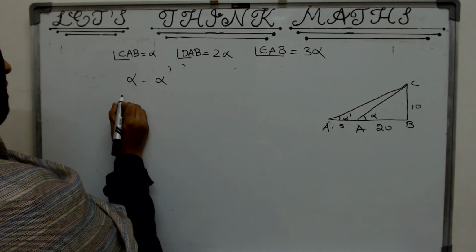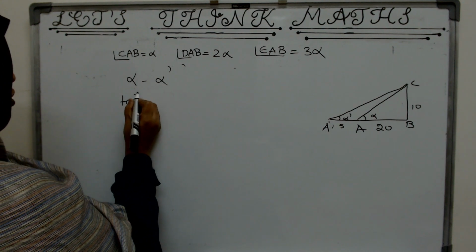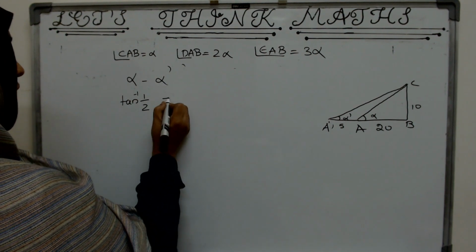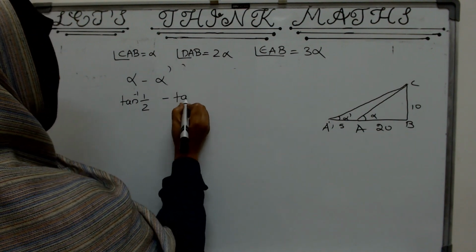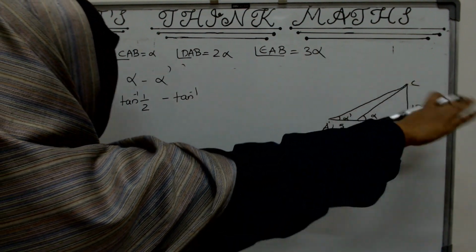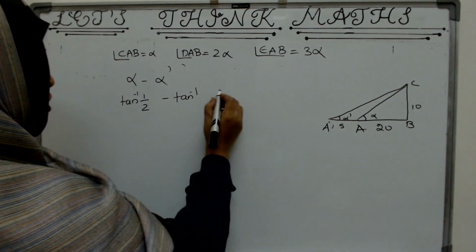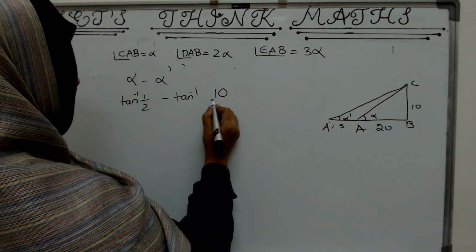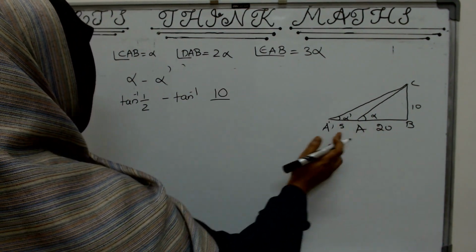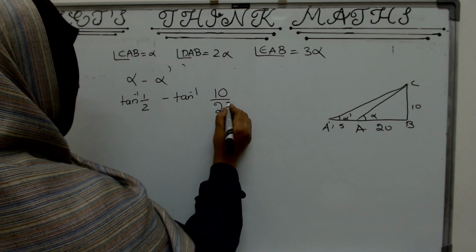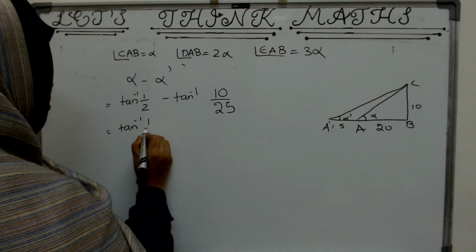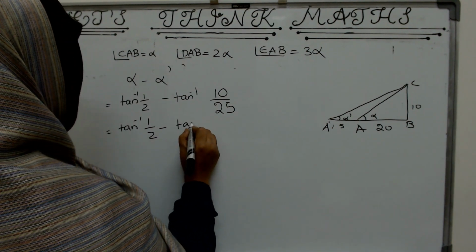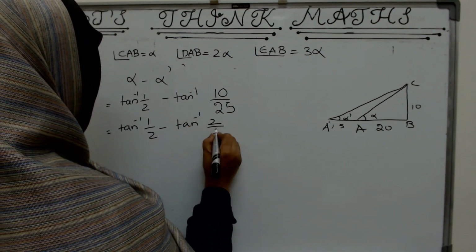But what is alpha? We already know it to be tan inverse of half. And what is alpha dash? We can express it as tan inverse of its opposite side by its adjacent side. That is 10 by its adjacent side, which is 5 plus 20, which is 25. That is equal to tan inverse of 1 by 2 minus tan inverse of 2 by 5.